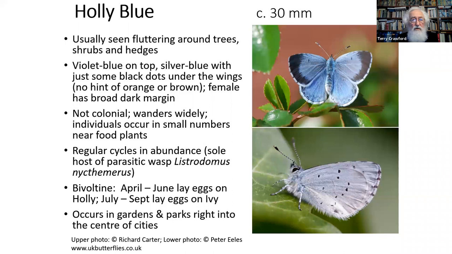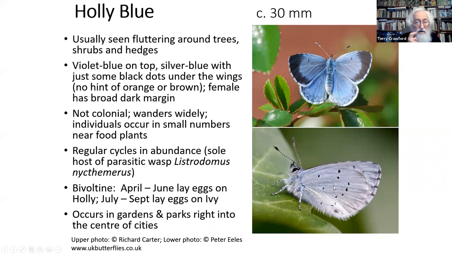Now, I'm going to be talking to you about two blue butterflies, and they're quite different. First, there are many other species of blue butterflies in the UK, but in Yorkshire there are just two that are at all common. Small blue occurs in some places. But this is the holly blue, which has this slightly milky violet type of blue. The females have this dark edge to the top of the wings, the males don't. Underside, both males and females just have a simple range of dark dots.